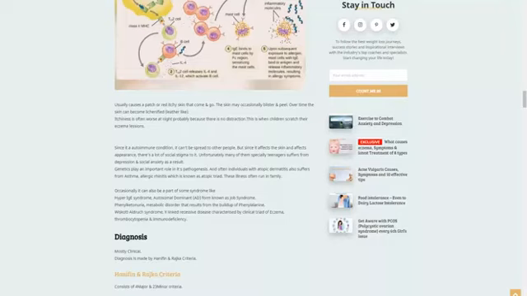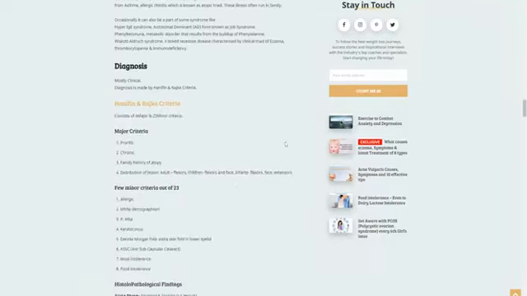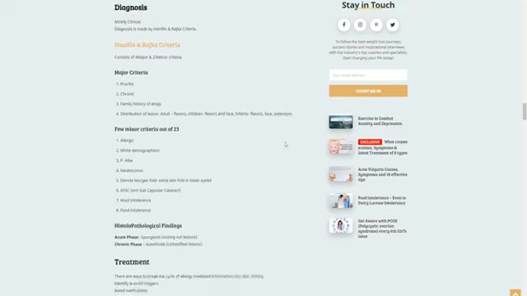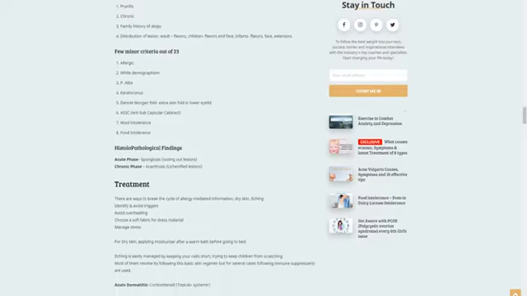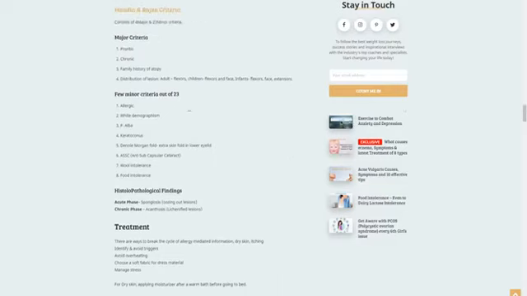Atopic dermatitis can worsen in the presence of allergens like cigarette smoke, mold, and dust mites, with change in weather, and with stress. It usually causes patches of red itchy skin that come and go. Skin may occasionally blister and peel. Over time, the skin can become inflamed and leather-like. Itchiness is often worse at night, probably because there is no distraction. This is when children scratch their eczema lesions.